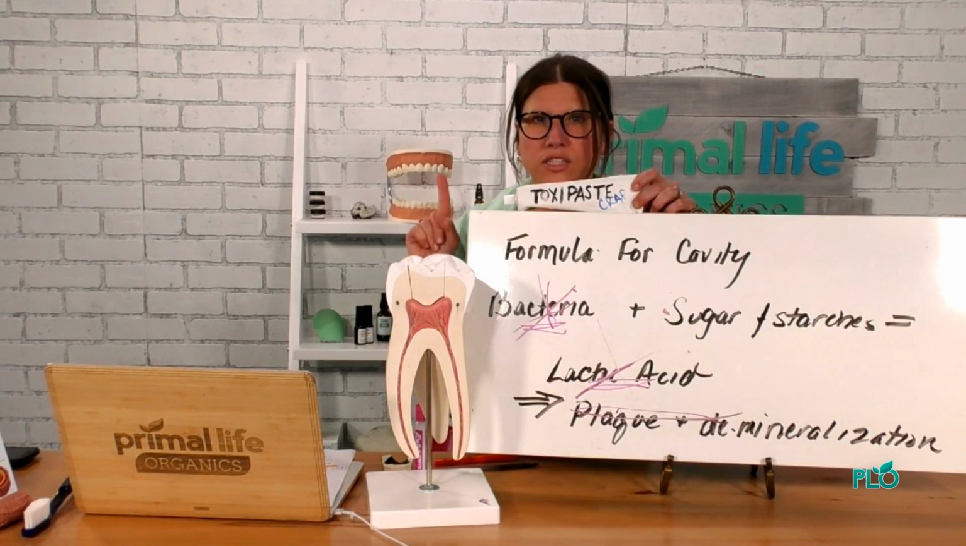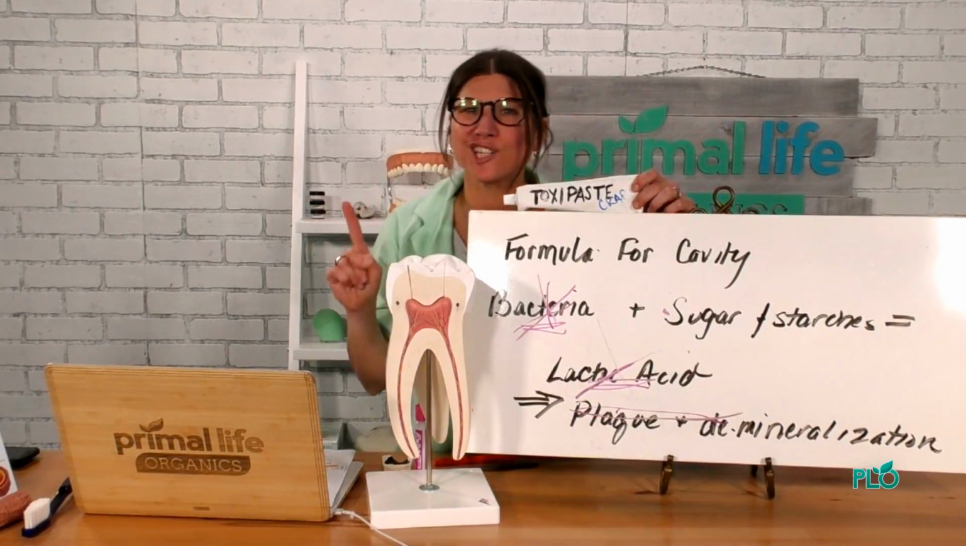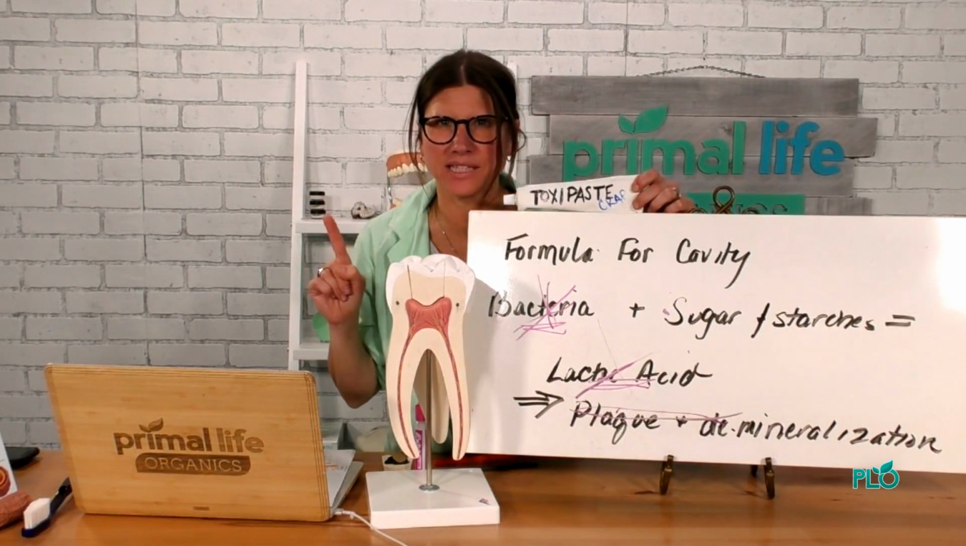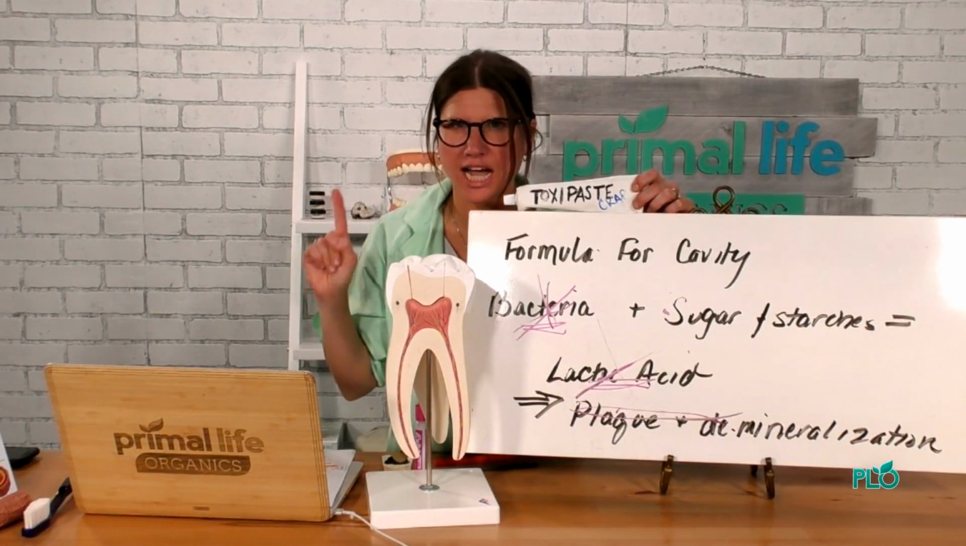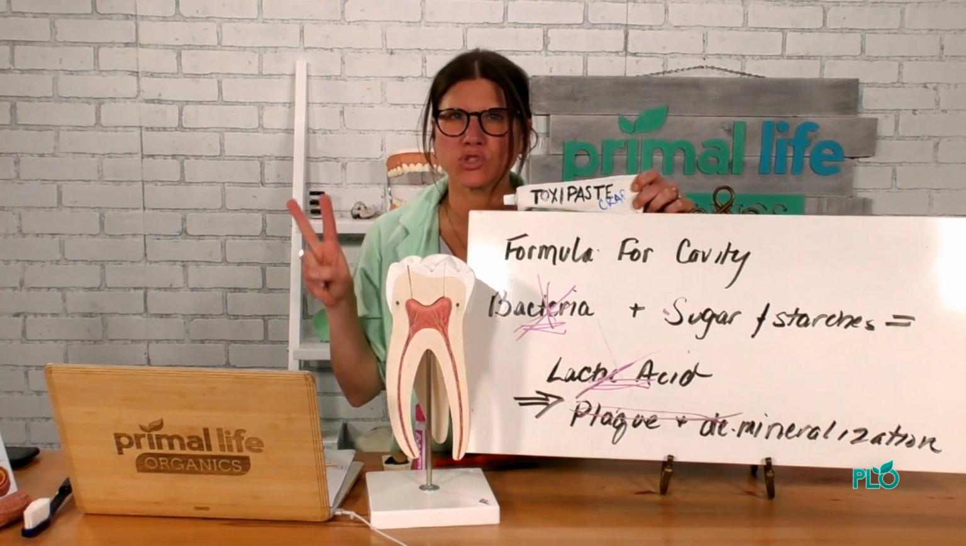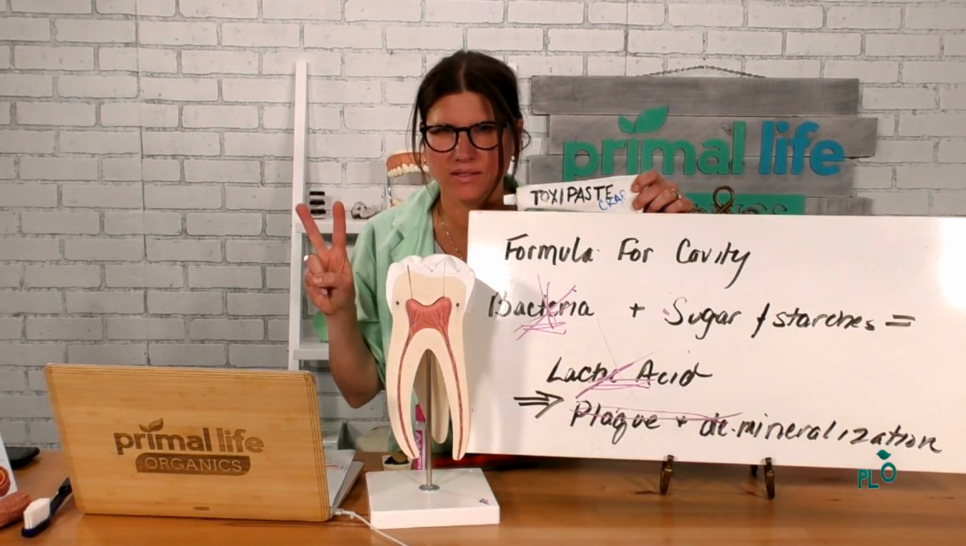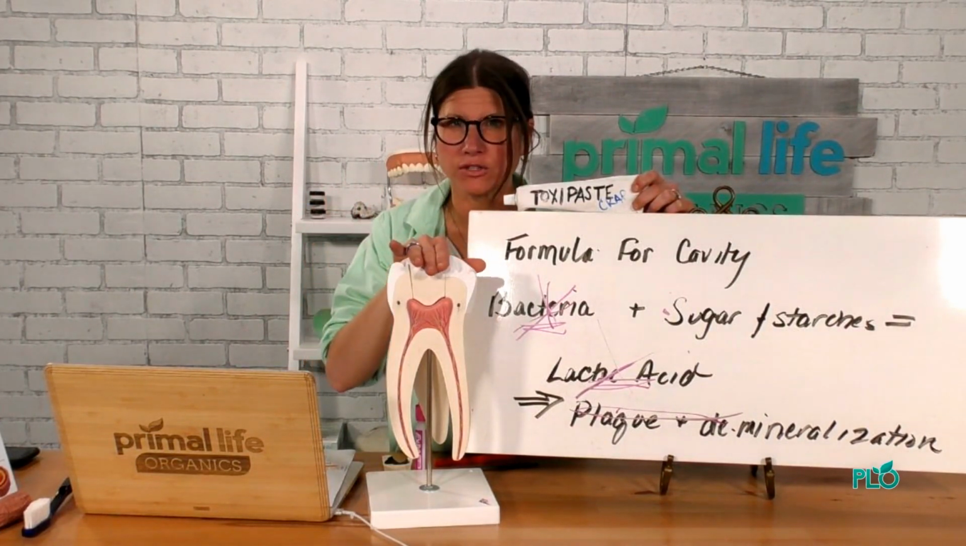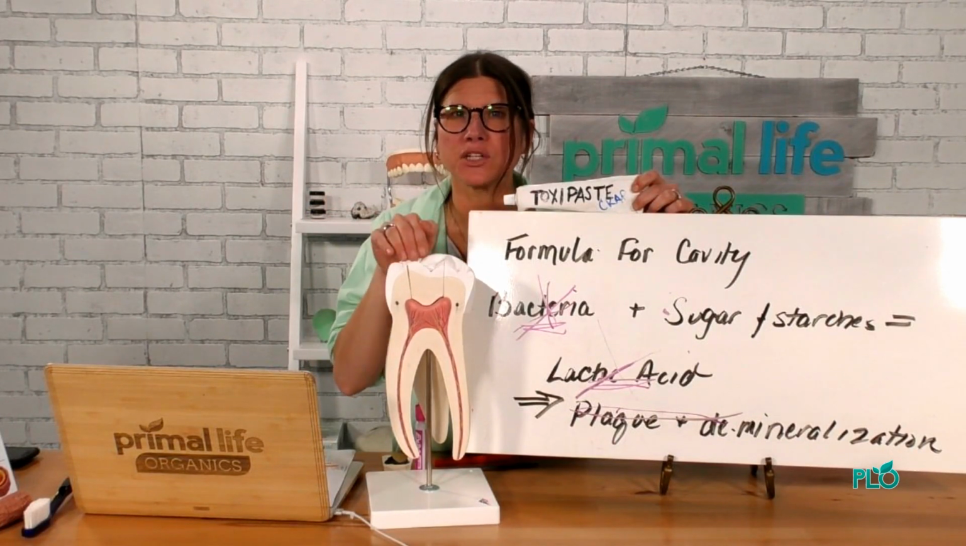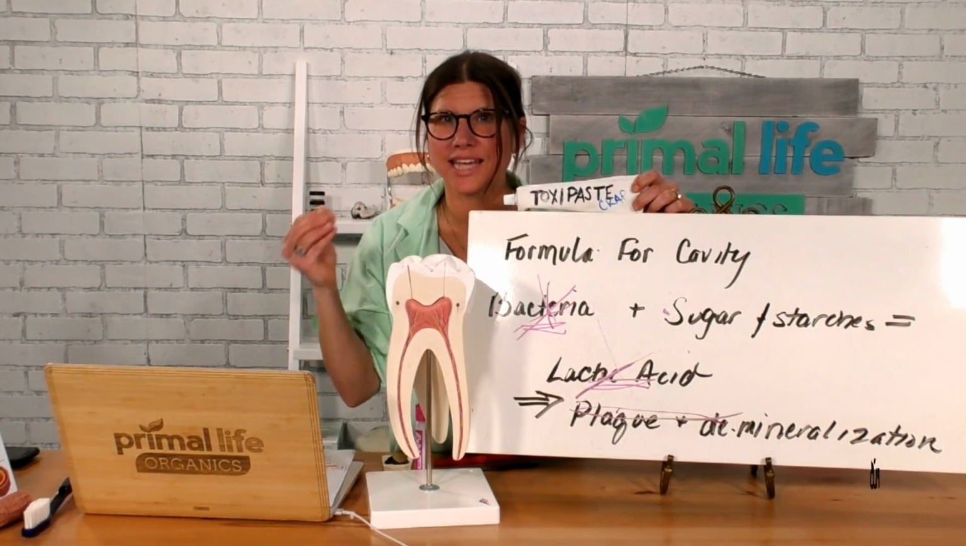What you want to look for in what you brush your teeth with is something that is alkalizing for your mouth. It means it has a pH that's around 7 or higher. You also want to make sure it contains minerals, minerals to put back in your teeth, because remember, it's the mineral loss that creates a cavity.